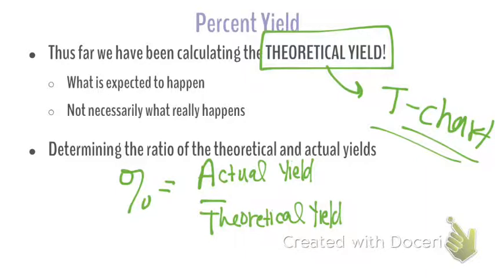Okay, actual over theoretical, you're going to end up multiplying it by 100 to get it back into a percent. But you're going to take your actual divided by your theoretical to get percent yield. This would be a question you'd answer after you've done your T-chart. You've solved for what should have happened, and then it would say, what happens if your yield is only 80% or whatever? We're going to look at what that looks like. But there's our equation for percent yield. Percent equals actual over theoretical.